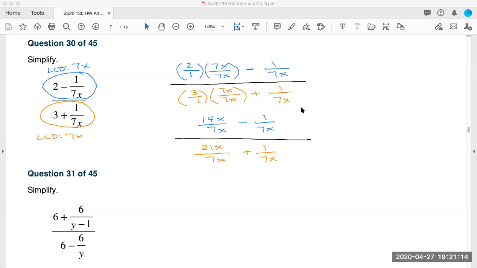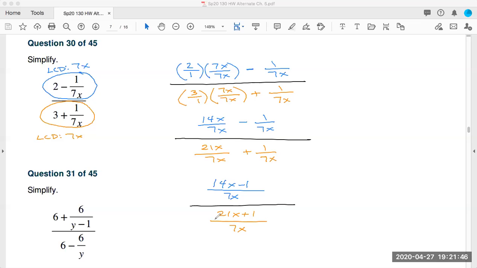Okay, now we still don't have one fraction on top. We don't have one fraction on bottom, so let's combine these. We have 14x minus 1, not like terms, divided by 7x, common denominator. That all is going to be divided by 21x plus 1, again, not like terms, and 7x on the bottom.